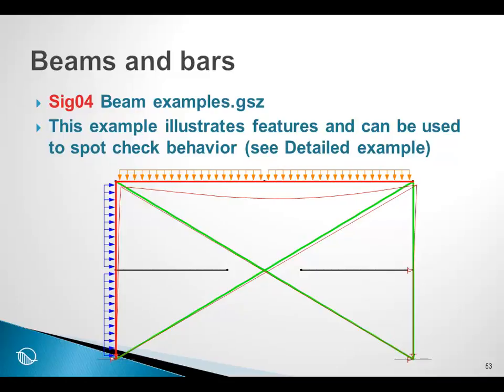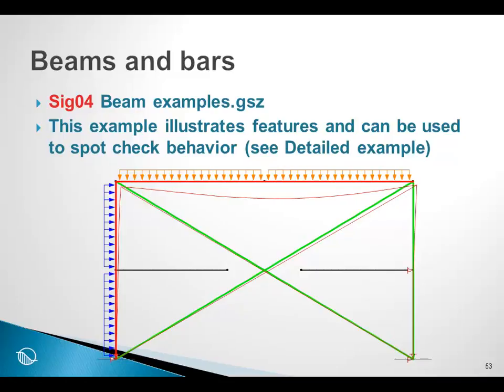This workshop example is based on one of our detailed examples that comes with a PDF document where all of the cases have been analyzed and verified with hand calculations. So if you're interested in the verifications for all the different cases in this file, I refer you to the detailed example. In the workshop here, I want to illustrate just a few highlights on the features of beams and bars and how they are used and defined in Sigma W.